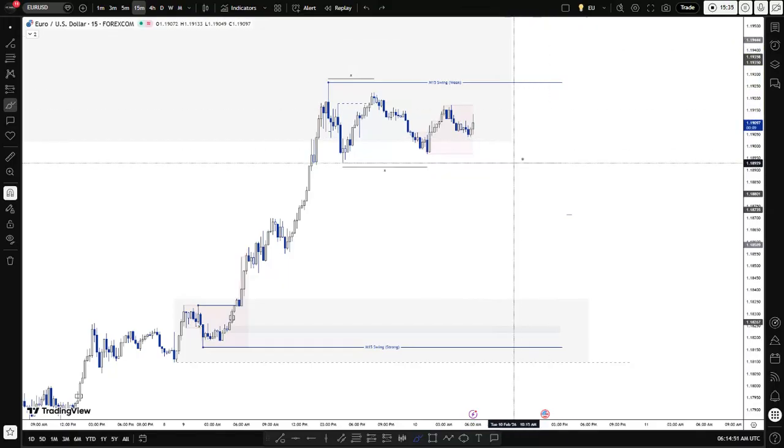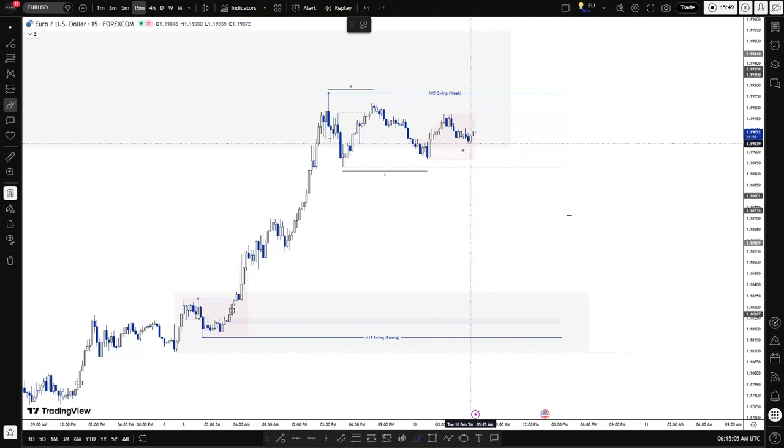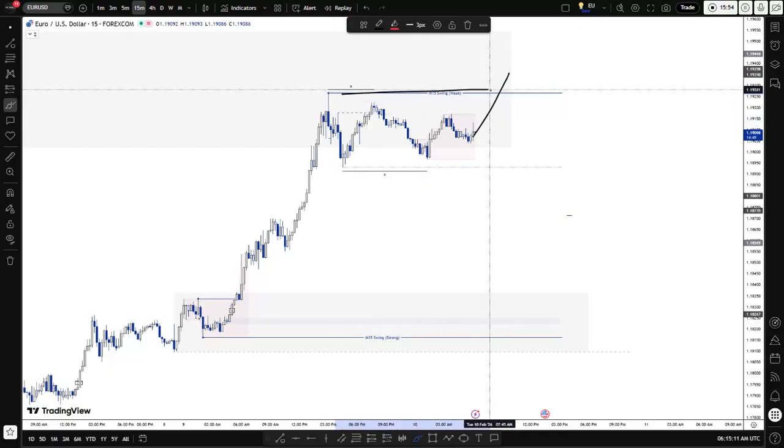So for longs, not because I'm interested in longs, but I'll explain all the scenarios. So if you see them, you can get involved if you're happy with them. But for me, I'm interested in looking for longs from the daily time frame. So for longs, what I'll be waiting for is I want to see 4 hour supply fail first. So if price breaks above this high, it will be good.